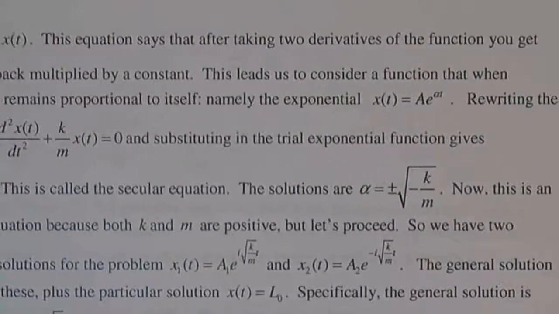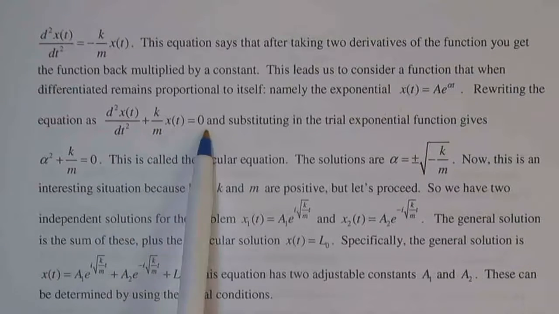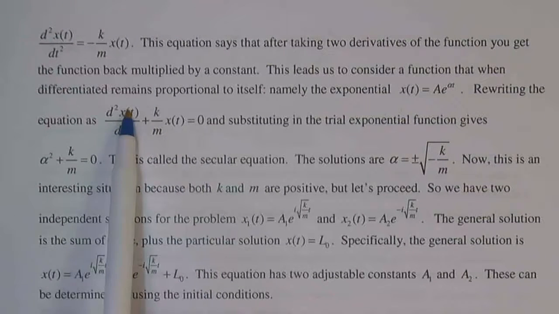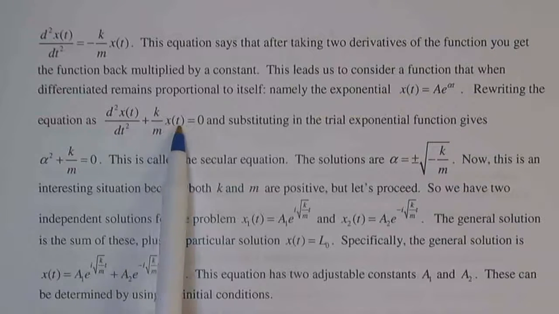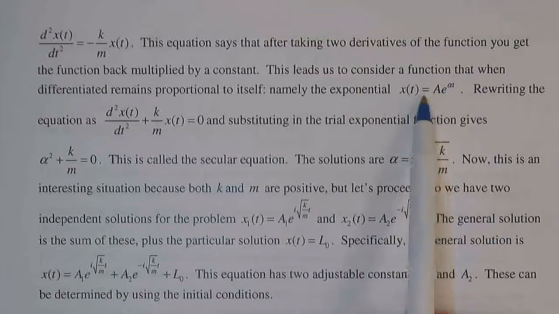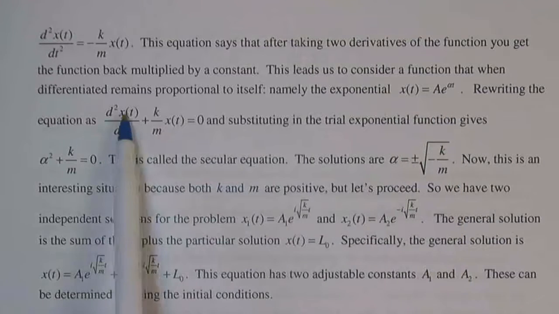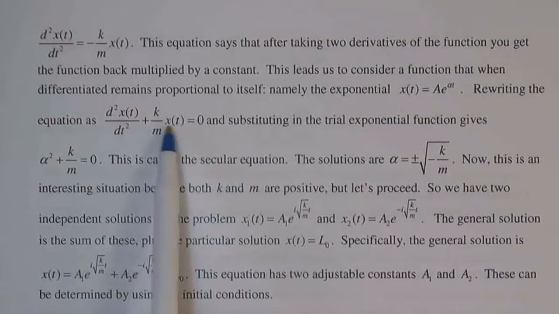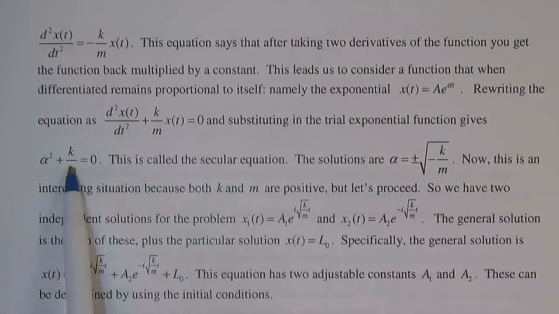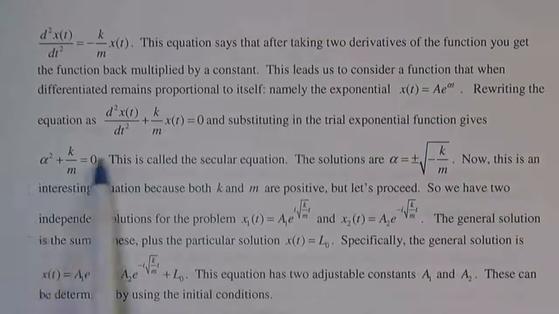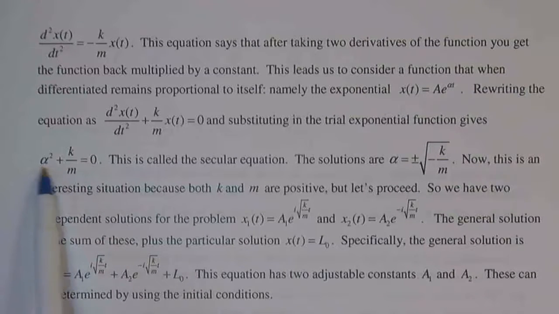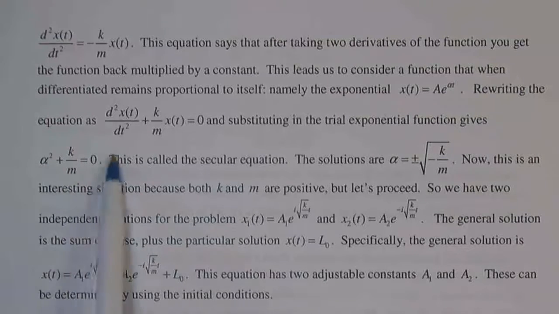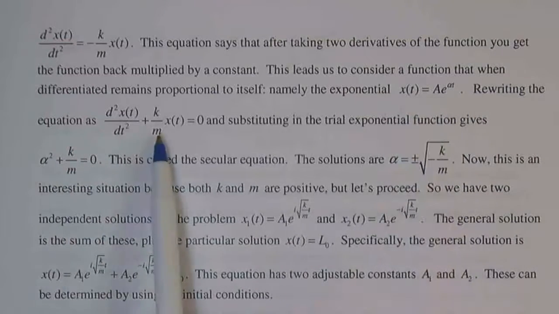All right? Now, let me just rewrite that equation as the second derivative of x with respect to time plus a constant times x of t equals 0. And I'm going to substitute in my trial exponent. When I take two derivatives of that, I'm going to get alpha squared. When I just multiply by x of t, I'm going to get a k over m times that value. But I'm going to be able to divide by a e to the alpha t out of that, and I get what's called the secular equation. This is an equation that says that alpha squared plus k over m has to be equal to 0. And if this is satisfied, then this trial solution will work.